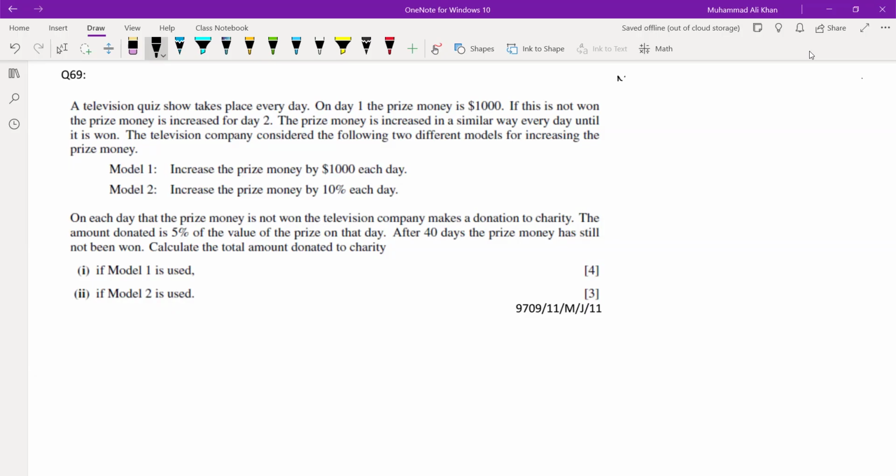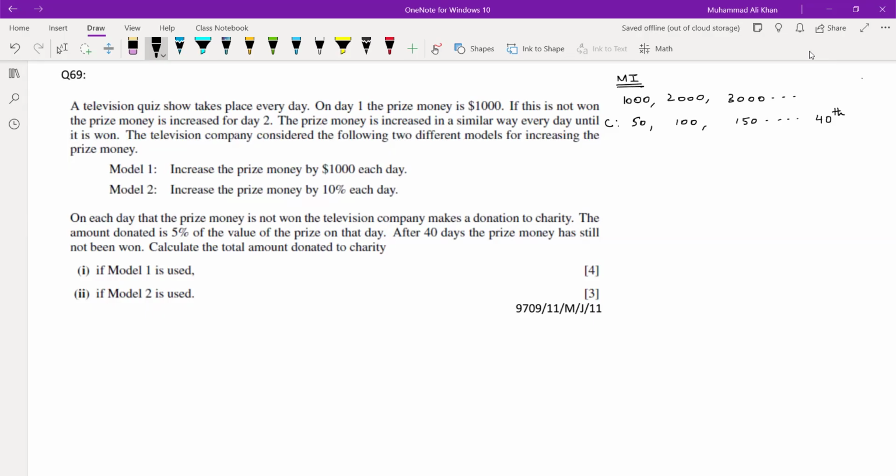Now look, first we discuss model 1. In model 1, the first day is 1000 rupees, second day we add 1000 to get 2000, third day 3000 and so on. So how much will go to charity from this? 5% of 1000 is 50. Next one is 100. Next one is 150 and so on. For this sequence, we have to calculate the sum up to the 40th term. How much was the charity in 40 days?